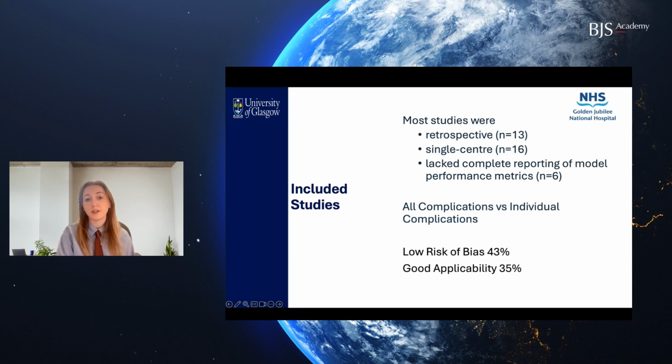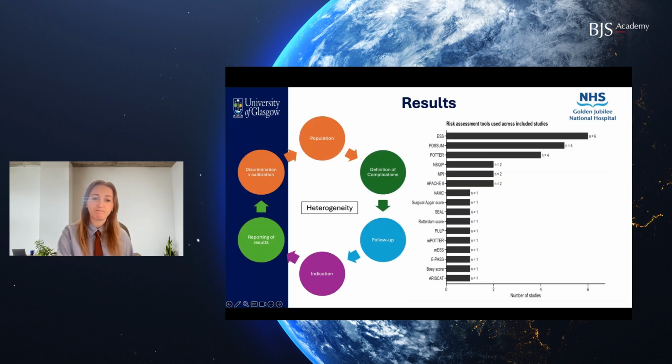Most were retrospective single-centre studies, and a lot of them reported their model performance metrics incompletely, for example, not reporting their confidence intervals. Some looked at all complications as their primary outcome, and some looked at only some specific individual complications. Overall, there was a low risk of bias in 43% and good applicability in 35%.